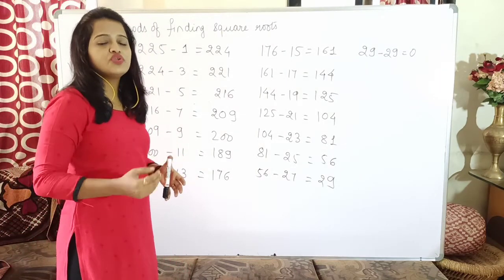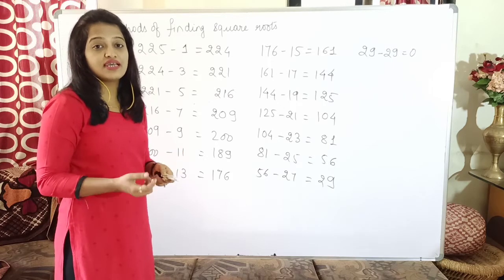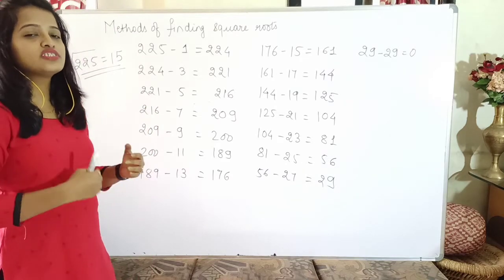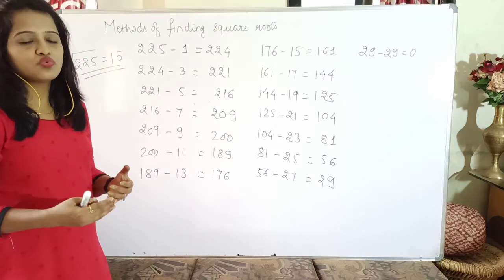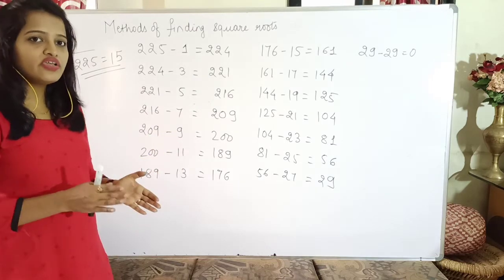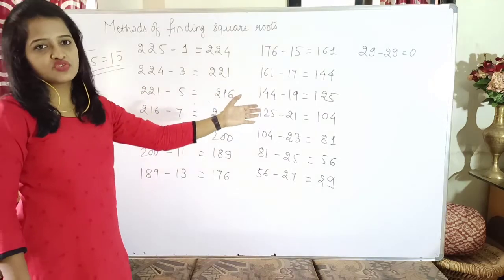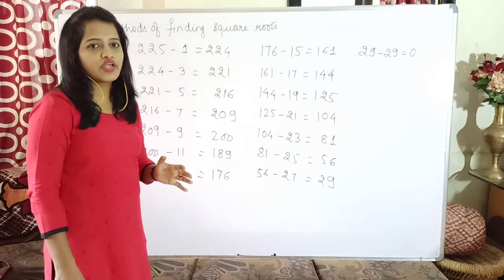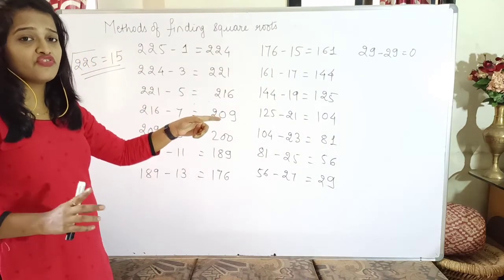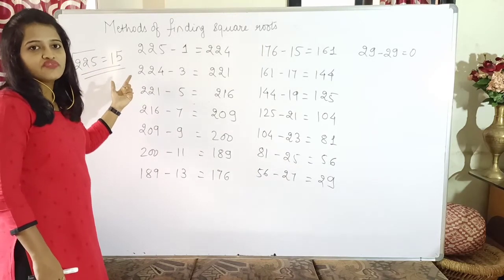Why? Because as we know, all squares can be represented as the sum of odd numbers. So by that property, if we go on subtracting the odd numbers one by one serially, at one point you will get 0 if the number is a square, and the number of times you have done the subtraction will give you the square root value. Since here I have subtracted 15 times, its square root will be 15.